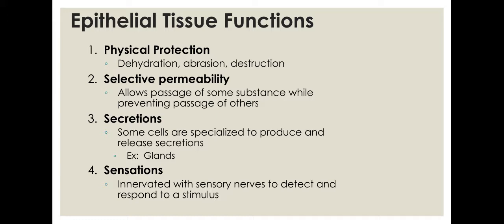It is selectively permeable. So some stuff can get through epithelial tissue, while other things, usually large substances, are blocked. It does play a role in secretion, and we do have cells that are specialized to do that. We call this structure a gland, and we will look much more in depth at glands in the next few slides. And then, of course, detecting sensations, right? We said it has a lot of sensory nerves in order to detect and then produce a response to stimuli.